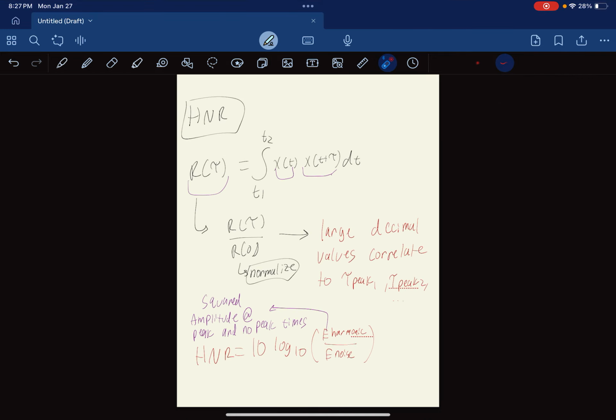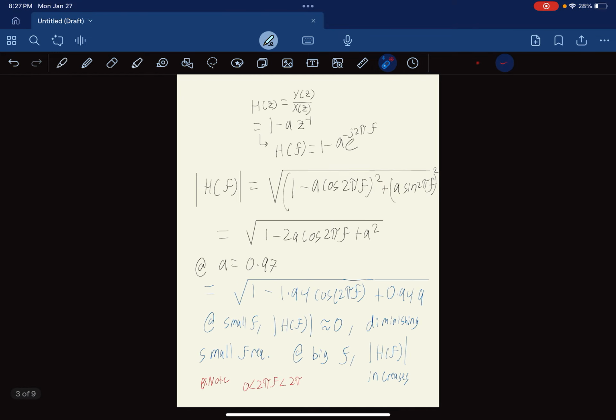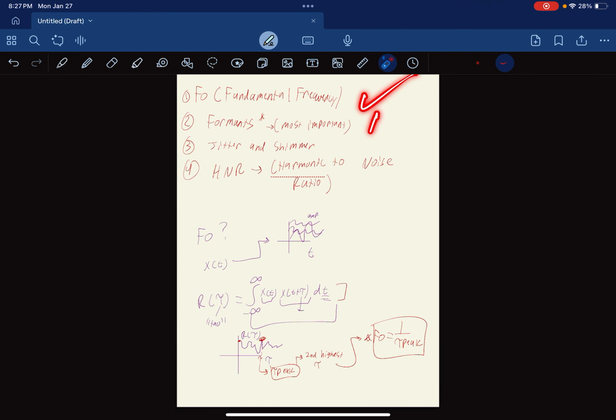Anyways, those are all of our acoustic factors. Fundamental frequency, check. Formants, check. Jitter and shimmer, check. And HNR.